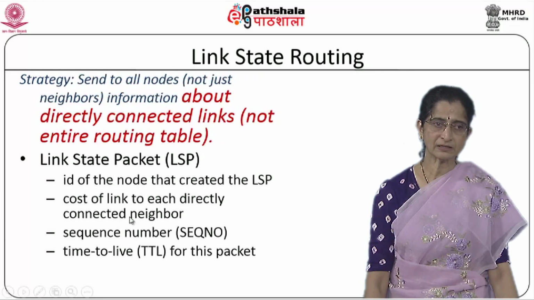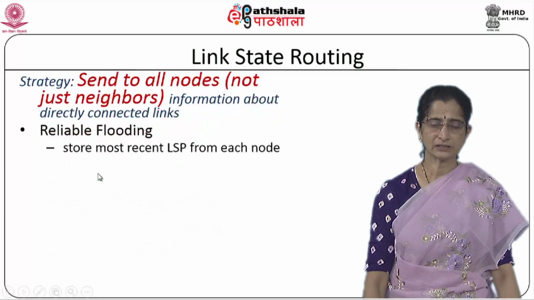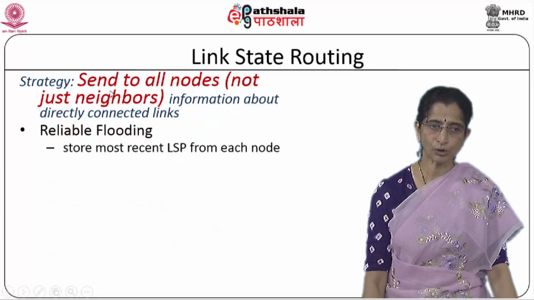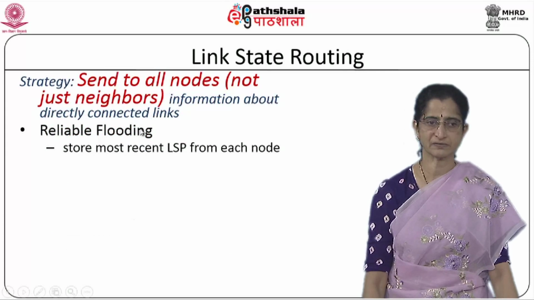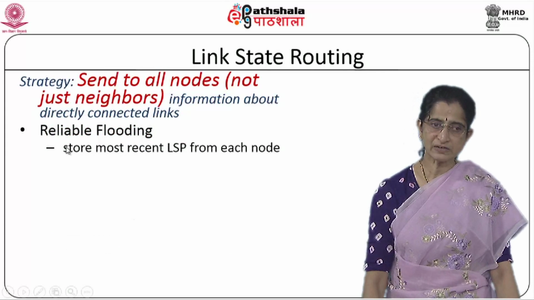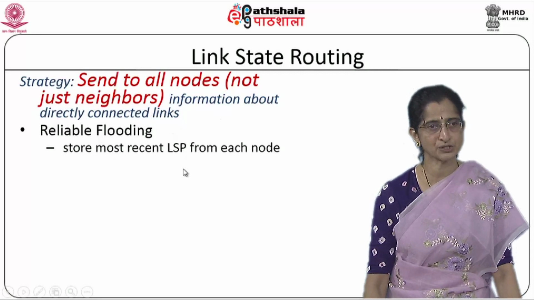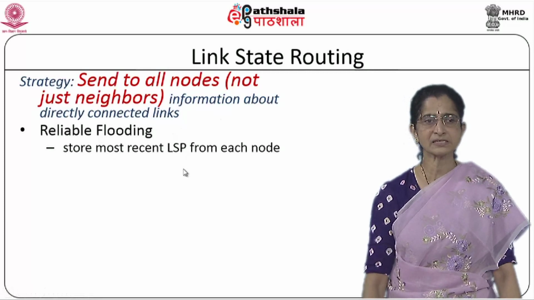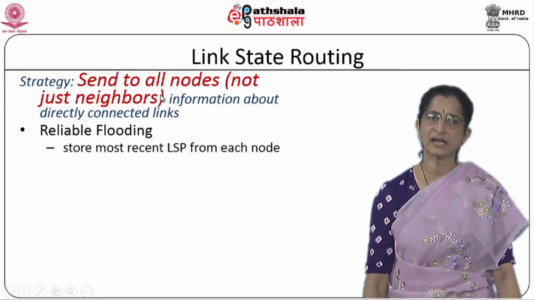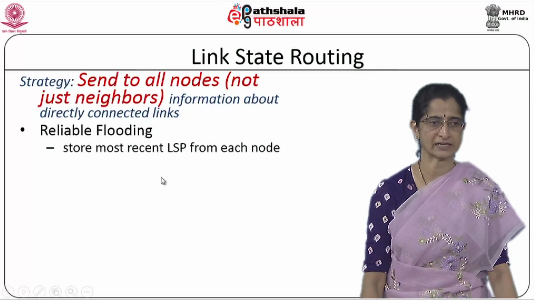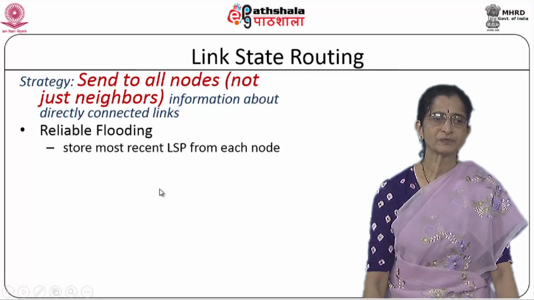Now, the second part of the strategy that we had is that you send this information to all the nodes, not just neighbors. The information we have is available in the form of this link state packet. So, all we have to do is make sure that this link state packet is sent to all the nodes. We have to do some reliable broadcasting, or reliable flooding as it is called. So what do we do now?